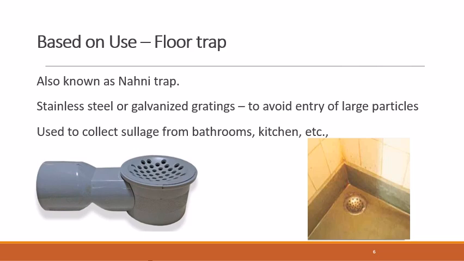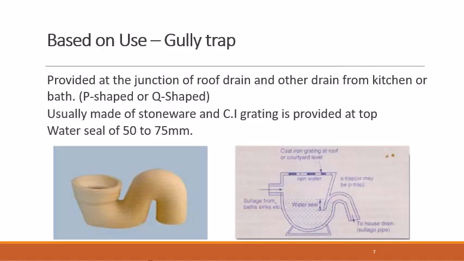The first one is the floor trap, also known as the nahani trap. It has stainless steel or galvanized gratings to avoid the entry of large particles. It is used to collect the slush from bathrooms and kitchens. Next, the gully trap, that is provided at the junction of the roof drain and other drains from the kitchen or the baths. It is mainly P-shaped or Q-shaped, usually made of stoneware, with cast iron gratings provided at the top. Water seal of 50 to 75 mm.